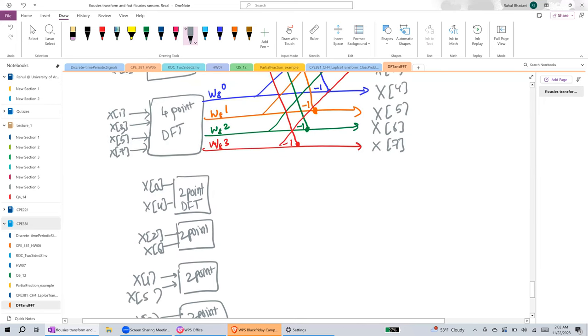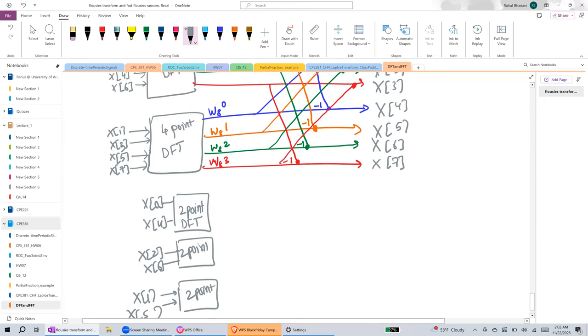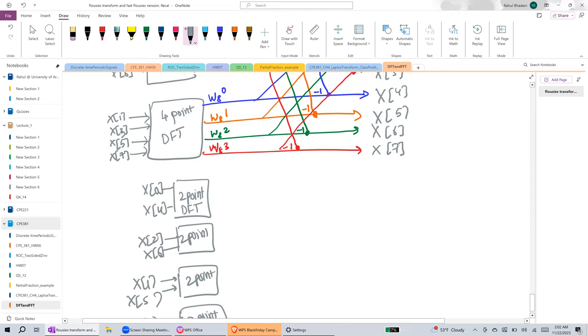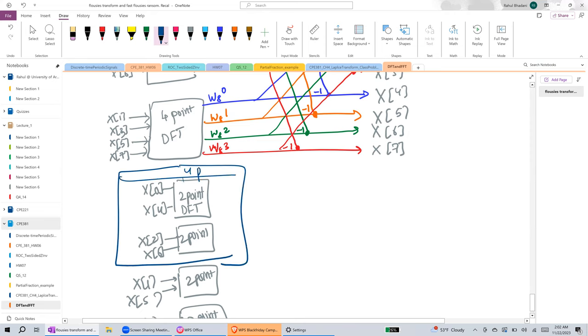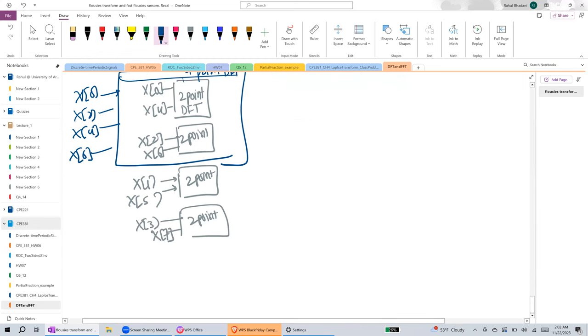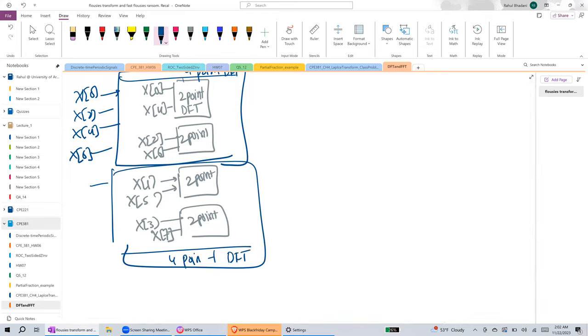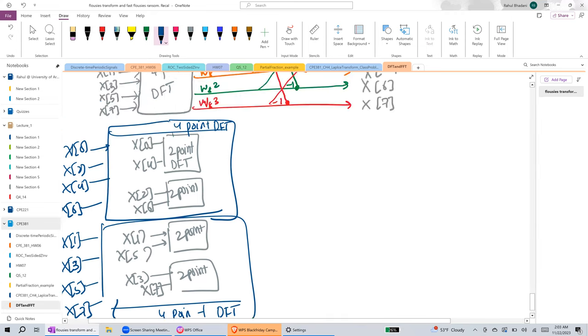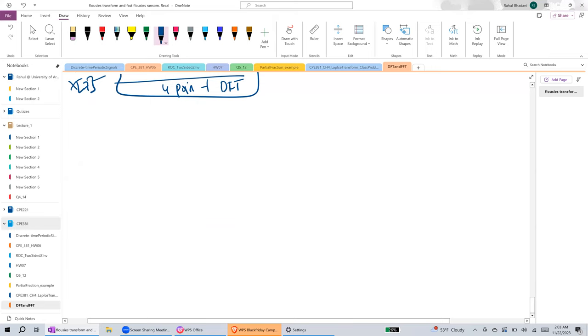you see, we have then these 4 points got into the 2-point DFT. So basically we have something like this. This whole thing is your 4-point DFT, and this will be x0, x2, x4 and x6. And then similarly, this whole thing will be your 4-point DFT. So x1, x3, x5, x7. And so if we look inside each of this, it will look like this.